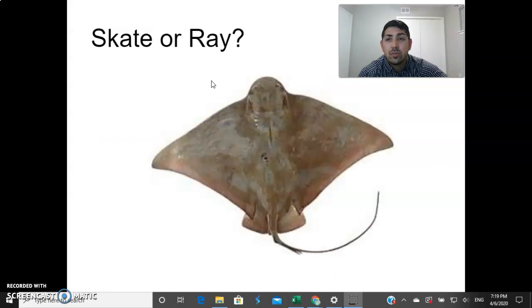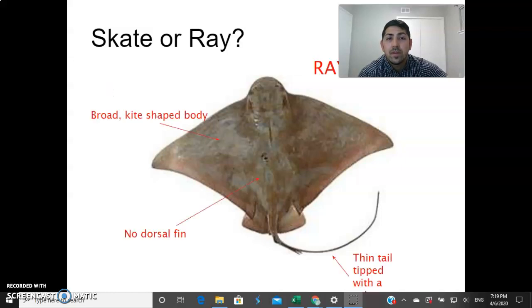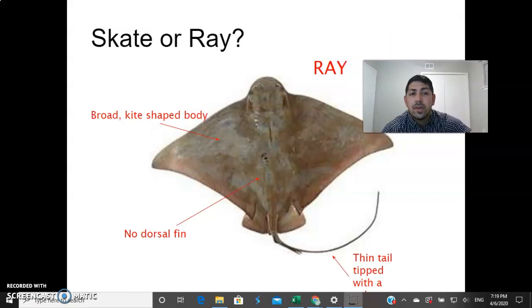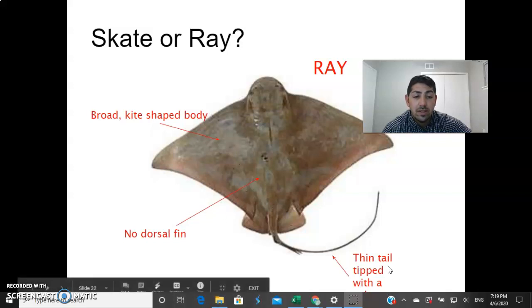What about this one? Would you say it's a skate or a ray? And if you said ray, you are correct because it has a broad-shaped body, it has no dorsal fin, and it has a thin tail tipped with a spine.